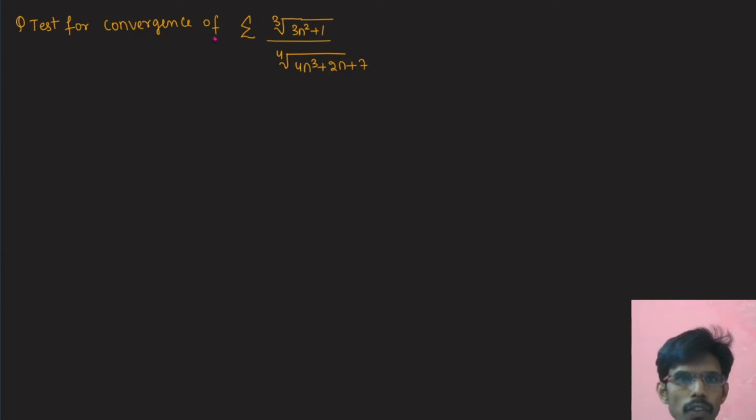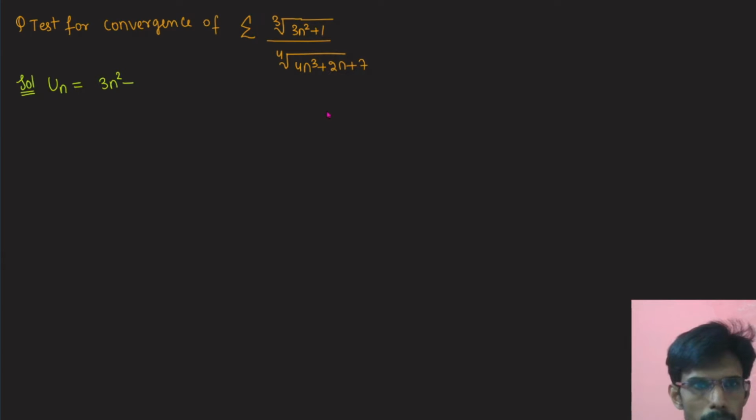Now test for convergence of sigma cubed root of 3n square plus 1 upon 4th root of 4n cube plus 2n plus 7. Now the general term is given as un is equal to, this cubed root can be written as 3n square plus 1 whole power of 1 by 3, upon 4n cube plus 2n plus 7 whole power of 1 by 4.